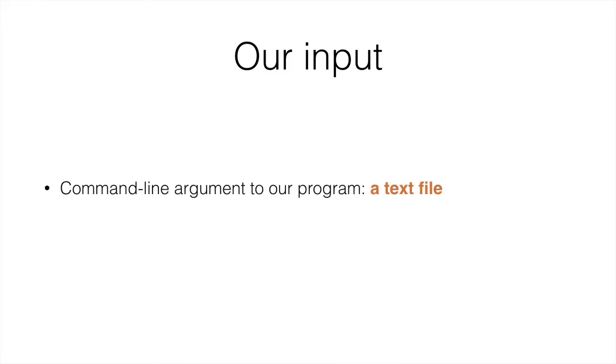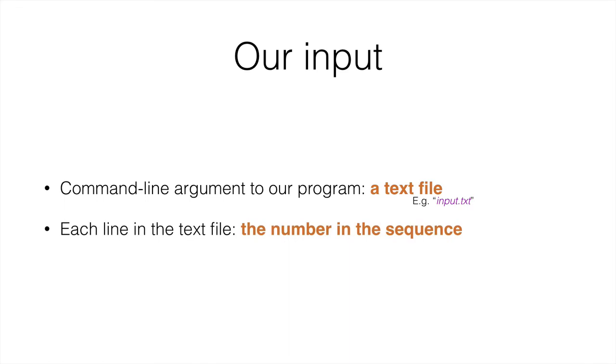And now we have to take a look at what the problem gives us and what we have to return. So our input is a command line argument to our program, which is going to be a text file. So this text file tells us where the input to the program is going to go, and we receive this via the command line. So in our Java programs, for example, which is what we're going to be using, we get this in the main method. We simply get it passed as a string. So for example, input.txt could be our command line argument. And then each line in that text file has the number in the sequence which we have to return.